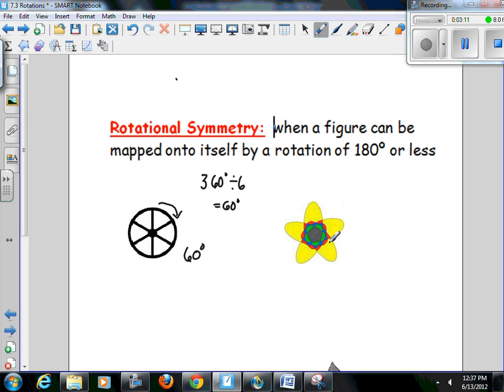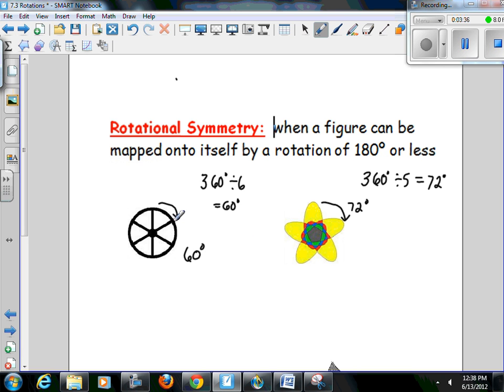Let's look at this picture. It looks like we have 5 identical sections. So if we took 360 degrees and divided it by 5, we would end up with 72 degrees. So if we rotated this 72 degrees, we would have rotational symmetry. And you can keep doing that.